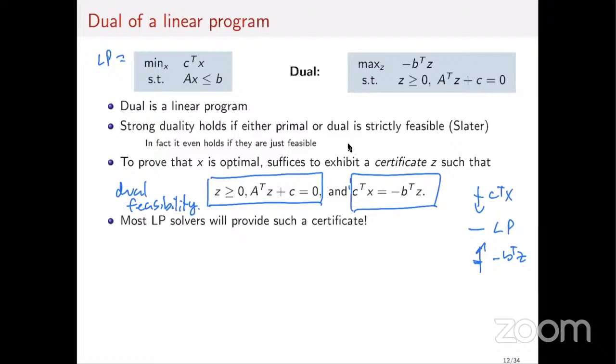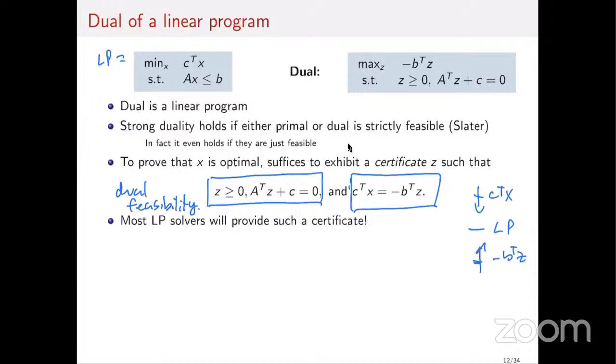Okay. So this means that you don't really have to trust the algorithm or anything. The algorithm can do whatever it wants. If it just gives you this Z and this X and they satisfy these three conditions, then you know for sure that you are at the optimal point. And I mentioned most LP solvers will provide such a certificate Z for you.